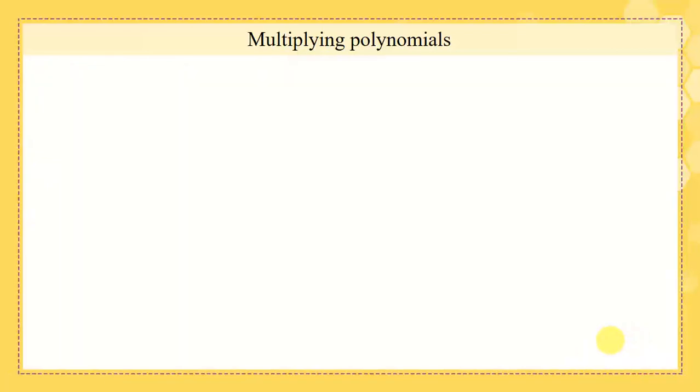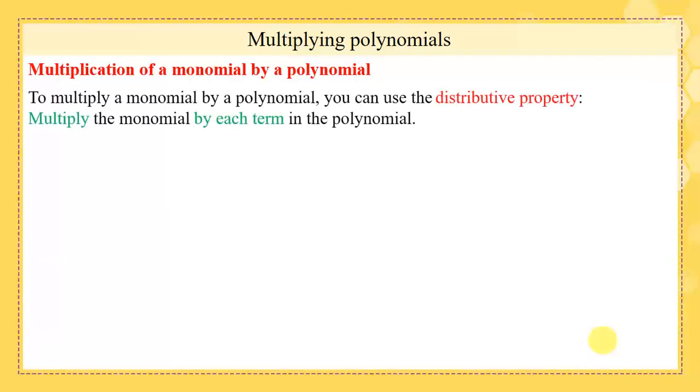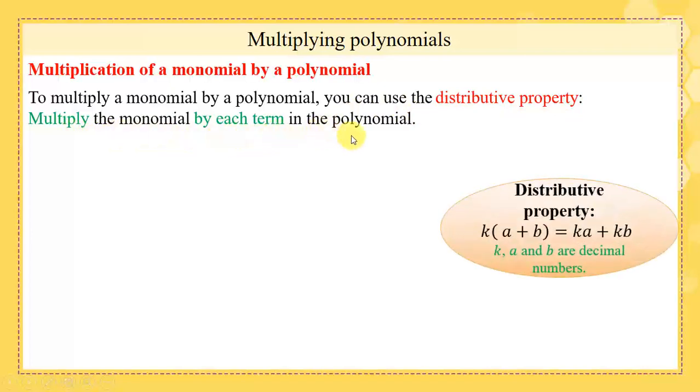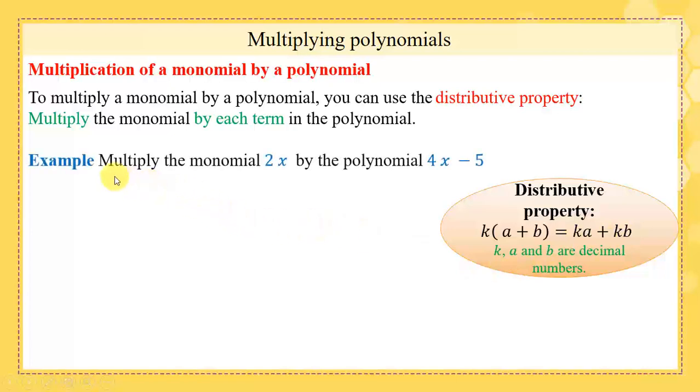Multiplying polynomials. Multiplication of a monomial by a polynomial. To multiply a monomial by a polynomial, we can use the distributive property. Multiply the monomial by each term in the polynomial. The distributive property states that if we have a number k multiplied with the parentheses a plus b, we multiply k by a plus k times b. So k times (a plus b) equals ka plus kb.